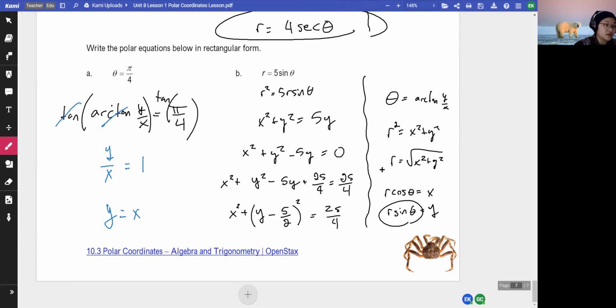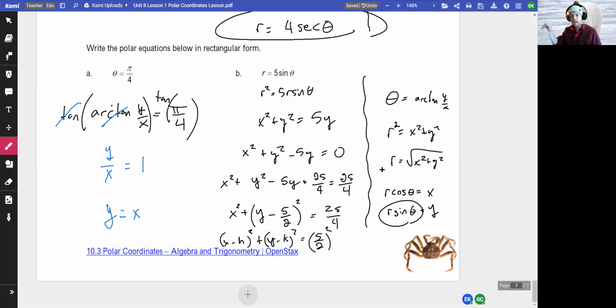It looks like a circle that's centered somewhere else. Yeah, the x coordinate is 0, and the y coordinate is going to be... so it's x minus h, where h is the x coordinate of your center, and y minus k is the y coordinate. And then we get 5 halves squared, that's our radius. Wow. This is a circle centered at (0, 5 halves) with radius 5 halves.